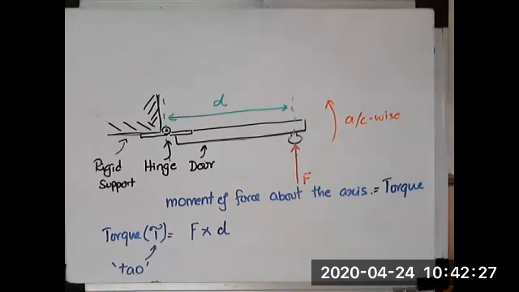As in Tauji. Who is a Tau? Tauji is an uncle, right? Yeah, so Tauji. So tau is equal to F times d.